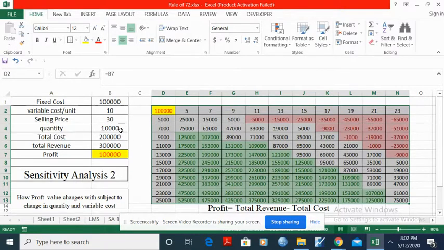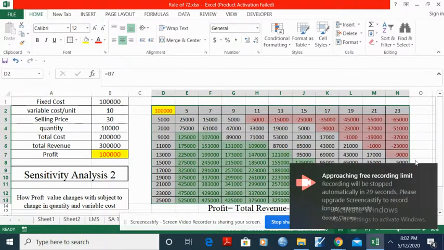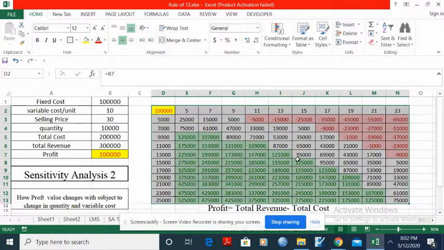Assume that the remaining values, fixed cost as well as selling price, remain the same. So this is the advantage of preparing a sensitivity table: for your convenience, you can understand by changing two variables how one variable, that is profit, will change.